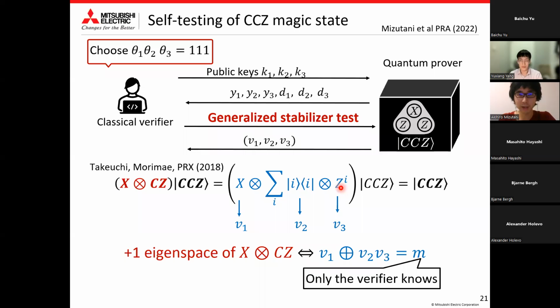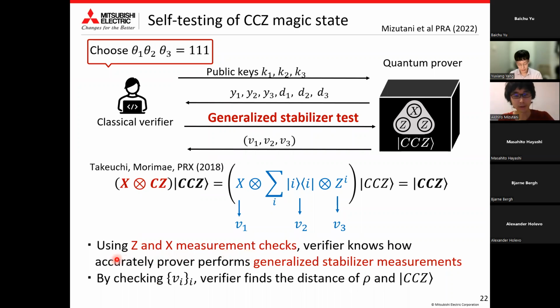The verifier checks whether this condition holds. Here, M is the bit information that only the verifier knows. If this condition holds, the verifier finds that the prover generates the state, which is the +1 eigenstate of X tensor CZ. So using only Pauli measurements, we can measure the generalized stabilizer of the CCZ magic state.